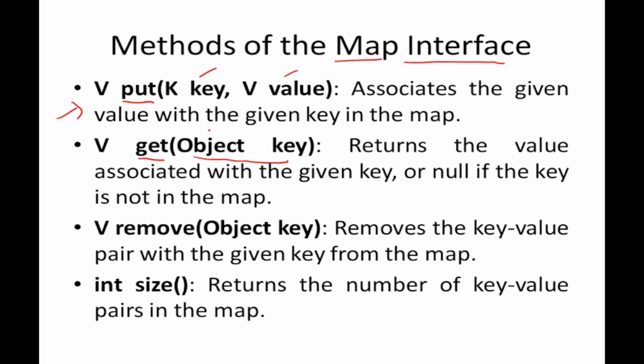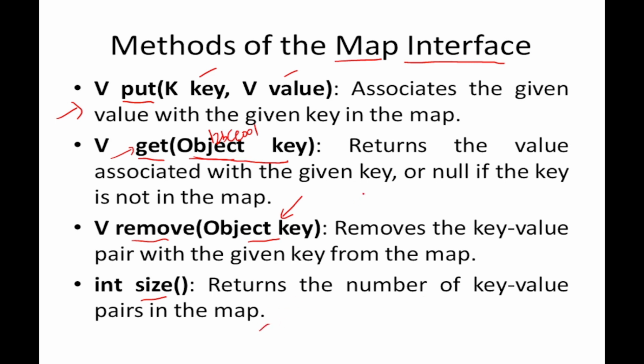Say I want to get the name for this registration number 12BC001. How will I perform that? I'll use this method, get. Remove is for removing a key value pair using the key. So if I pass the object key, it will remove that key value pair from that list. Size is for returning the number of key value pairs in the map.